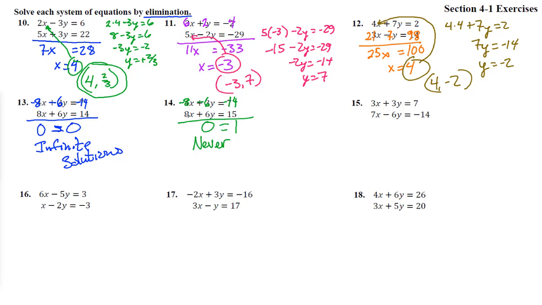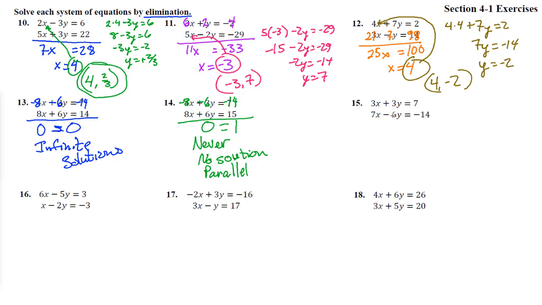We can see that the slopes are both negative 4/3, but they go through different points. That means they're parallel, or no solution. That means this is an inconsistent system of equations. It has no answer. You could also write parallel lines, parallel. There we go. All right, number 15.